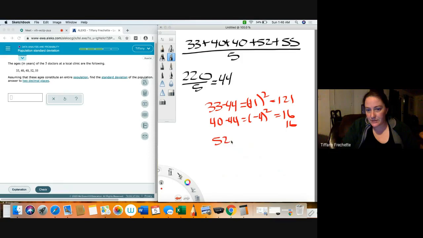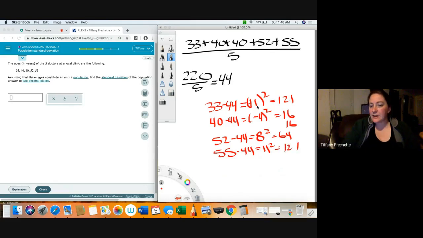Skip to 52 minus 44. We get 8, squared, and we get 64. And then 55 minus 44. And I get 11, but this time it's positive 11. But it doesn't matter. Negative 11 squared and positive 11 squared get you the same answer, because 2 negatives make a positive and 2 positives will stay positive.